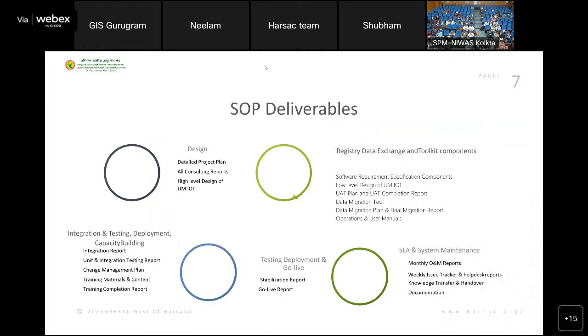The SOPs deliverables. Now there are 5 segments in the SOPs: the design, the data exchange, the integration, the deployment, and SLA. Now in design, what do we expect? What would be delivered out of this phase of design? We would get a detailed project plan, all the consulting reports, and high-level design of JJM IoT.